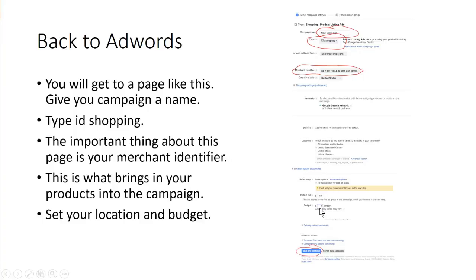If you want to look at the advanced settings, feel free to do so. I'm just helping you get started. But for this default bid, start with 50 cents, budget $5 a day. Then you want to click Save. Start something low.